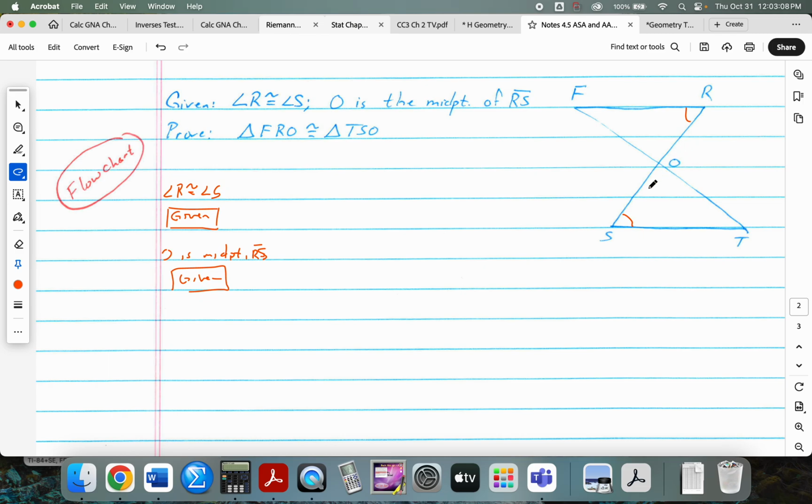All right. So if O is the midpoint of segment RS, I should be able to make a conclusion based on that. What else then do I know? If O is the midpoint, yeah, then segment RO is congruent to segment OS. How do I know that? Yeah, that's the definition of a midpoint.